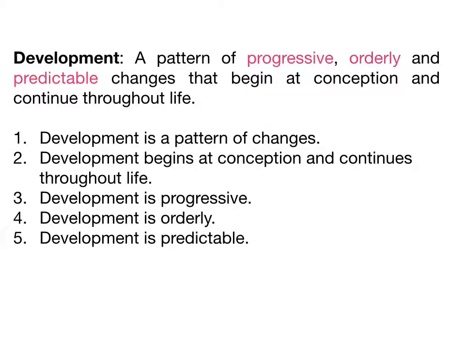The first part is development is a pattern of changes. What do we mean by this? It means that the changes which happen from conception till old age follow a certain pattern. So these are not random changes. There is a certain pattern to these changes.